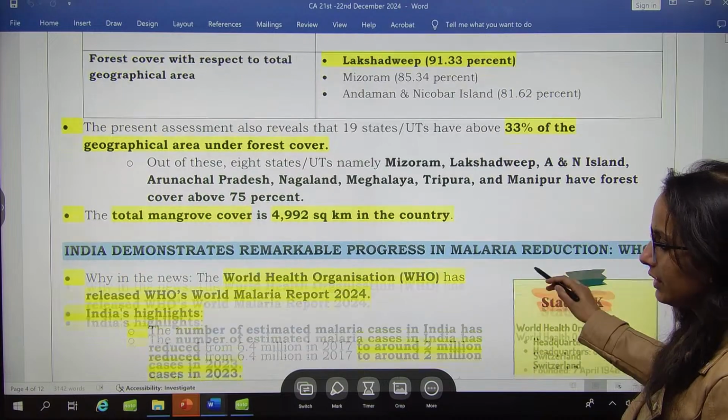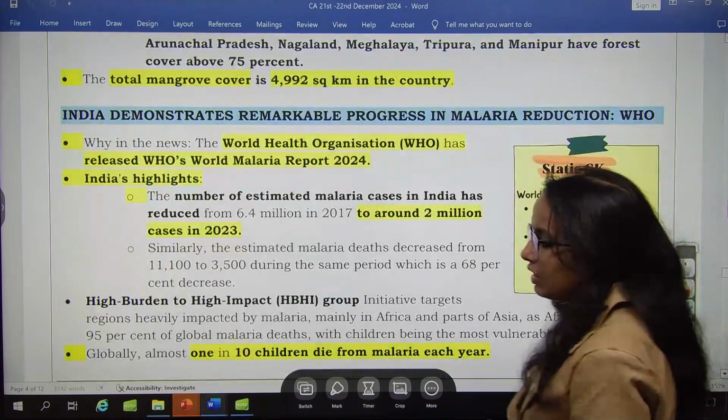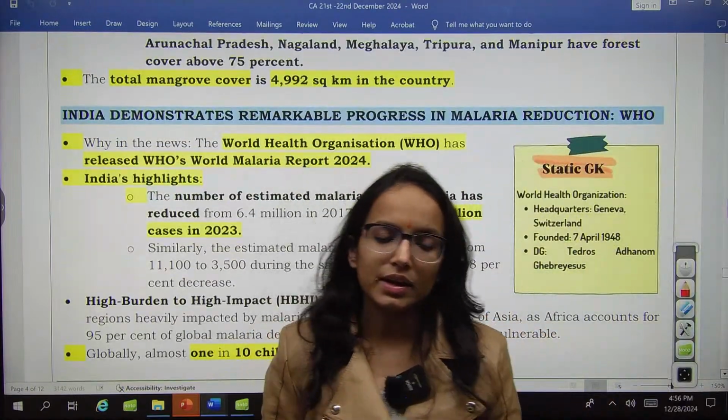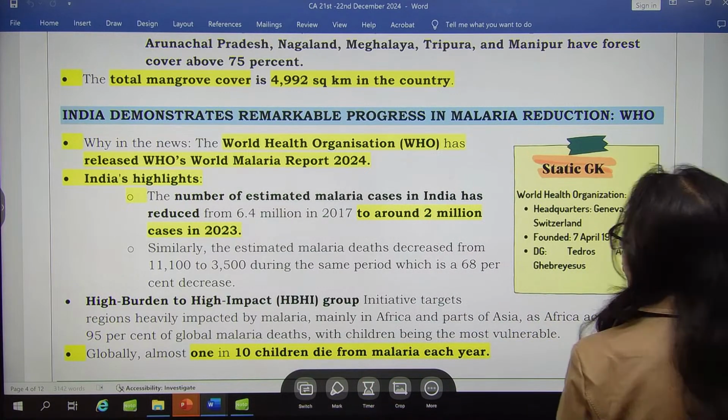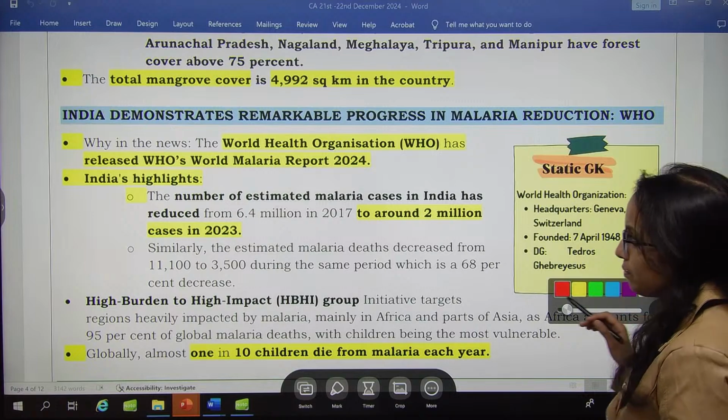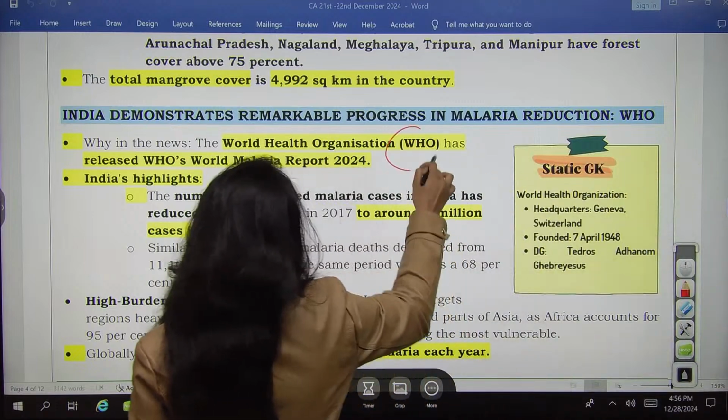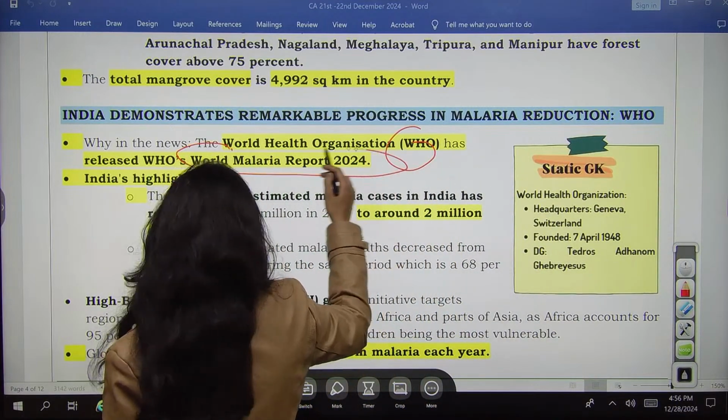So this was about the India Forest Report 2023. Please remember this report. I have highlighted all the important facts. Then you have WHO's World Malaria Report 2024.